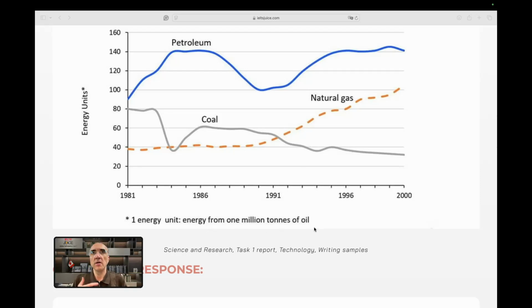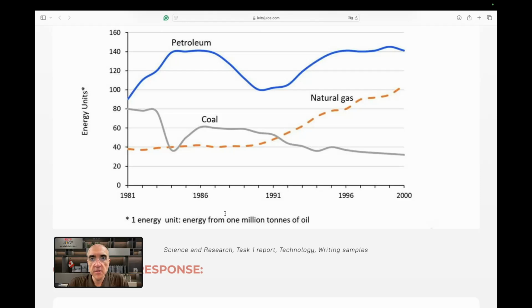So if you, in an imaginary situation, burn 1 million ton of oil, or tons of oil with British spelling, double N, then you will get this 1 unit of energy. We don't know the exact name of this, and we don't care. IELTS doesn't care. It's probably some weird technical word. So we don't care about that. But the footnote is important. Footnotes are important. We should not ignore them.